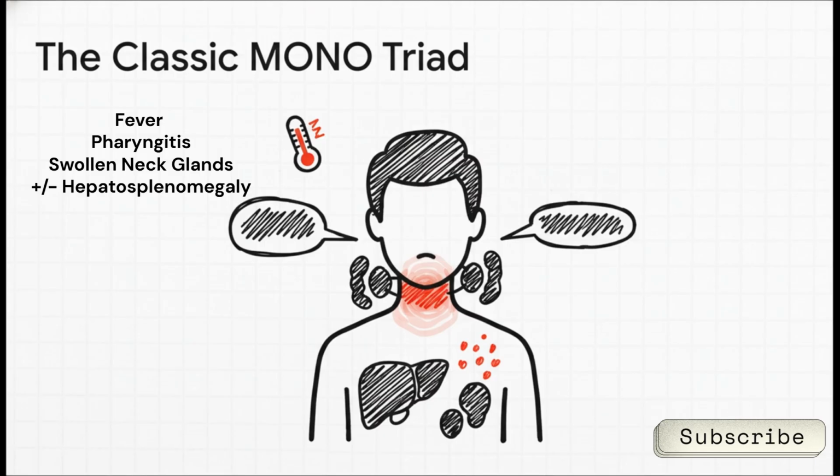This is super important because it's why you tell these patients no contact sports. We don't want a ruptured spleen. And here is a classic board question clue. Your patient gets a nasty rash after you give them ampicillin, thinking it was just strep throat. That rash is a huge pointer towards mono.